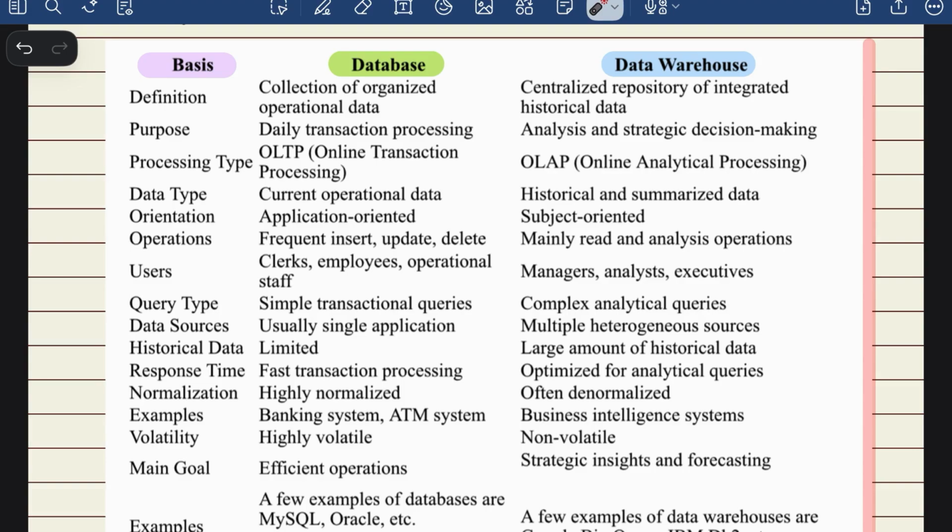And you see examples, there is a banking system, ATM system, but for a data warehouse, an example is BI systems, business intelligence systems. You see the dashboards which are created on millions of data, right? But it is very clean and organized. So that is where the data warehouse plays a vital role. The main goal is that day-to-day operations are performed efficiently, but for a data warehouse the main goal is strategic insights from the data, analyzing the trends from the data. Alright, I hope that the difference between data warehouse and database is clear.